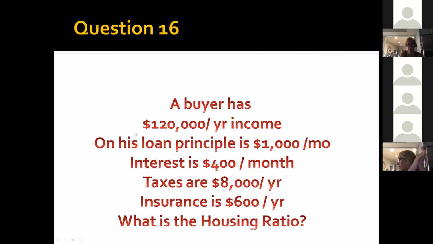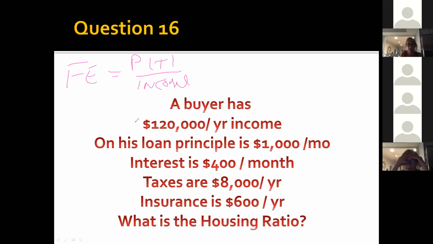All right. Buyer has $120,000 a year income on his loan. His principal is $1,000. His interest is $400. Taxes are $8,000. Insurance is $600. What's his front end ratio? Remember, our front end ratio is PITI divided by income. And again, everything has to be in consistent units.